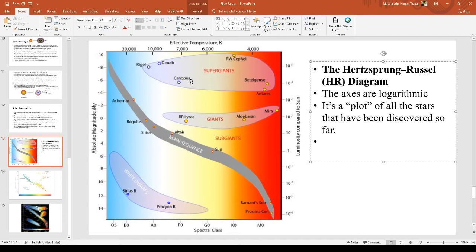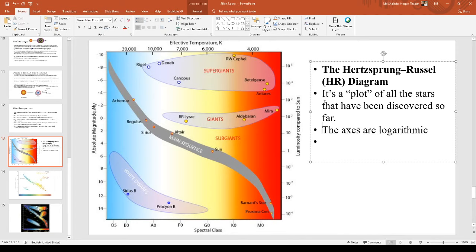Whoever discovers the star, he or she gets to name it, and then that star is put somewhere in this diagram. Now, where a star will be put in the diagram depends on a lot of things. First of all, the axes are logarithmic.